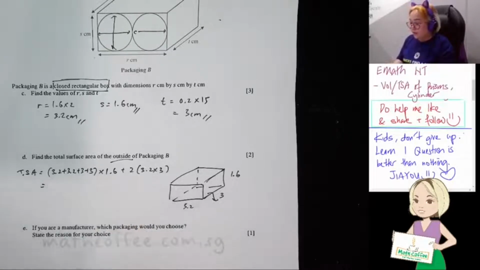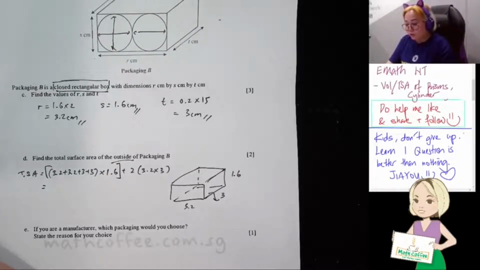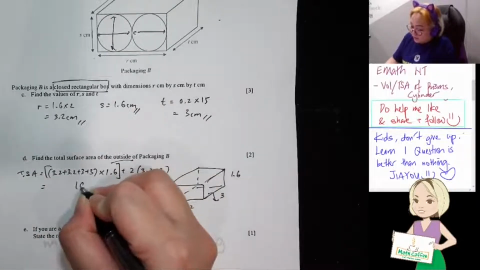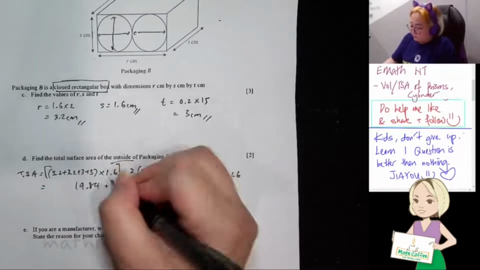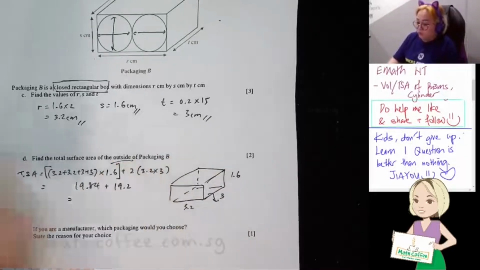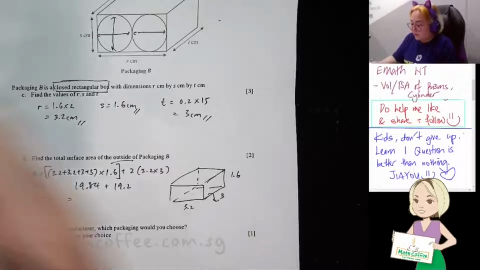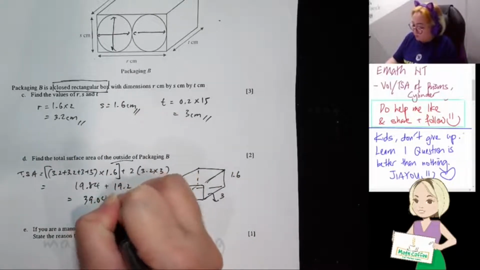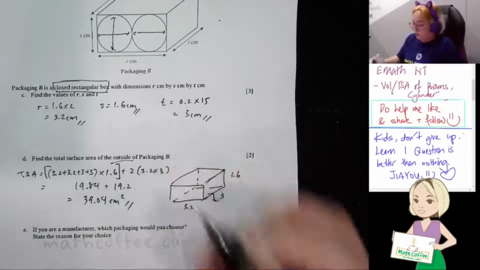So let's work this out. I'm going to put square brackets here. So it will be 3.2 plus 3.2 plus 3 plus 3 times 1.6. So this will be 19.2 plus 2 times 3.2 times 3, which is 19.2, wait, 19.84 plus 19.2. So we will take 19.2 plus 19.84, and that will give us 39.04. Okay, and that will be the total surface area.